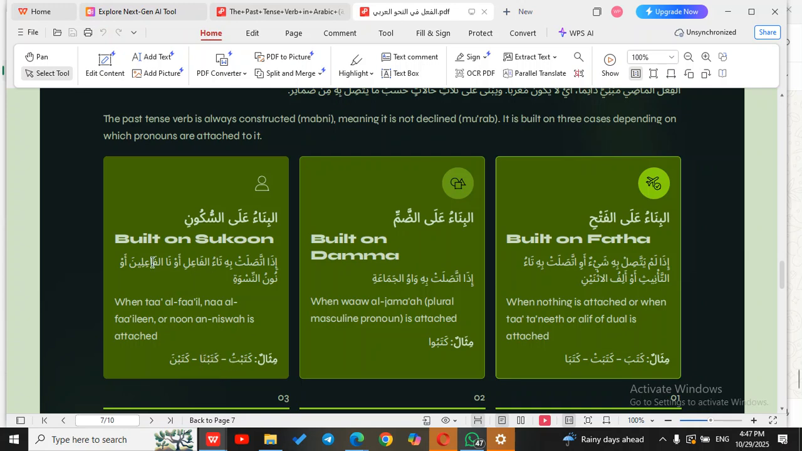Now, katabna, which is na al-fa'ilin, when na al-fa'ilin is attached to it, or nun niswa is attached to it, katabna. Nun niswa is used for females.